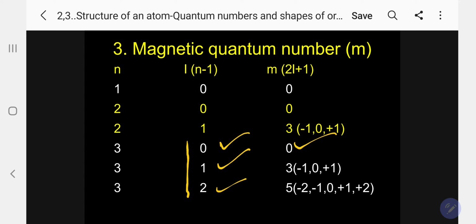L equal to 0, M equal to 0. L equal to 1, according to the formula, 3 values of M: minus 1, 0, plus 1. For L equal to 2, it is 2L plus 1, 2 into 2, 4 plus 1, 5. So minus 2, minus 1, 0, plus 1, plus 2. Kindly follow. You have to memorize this.